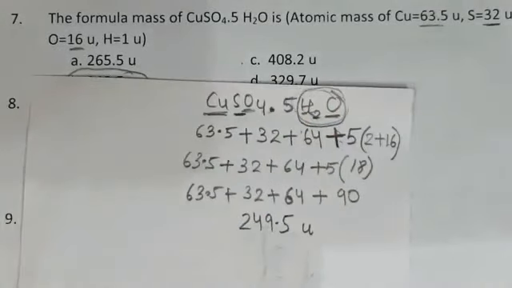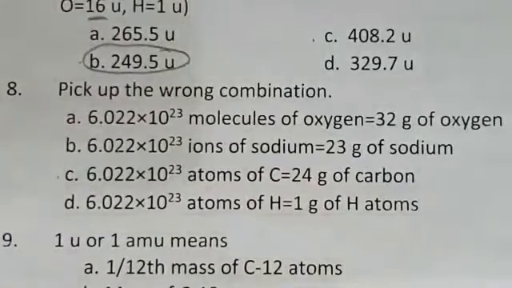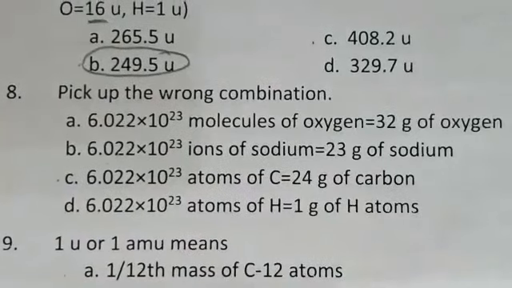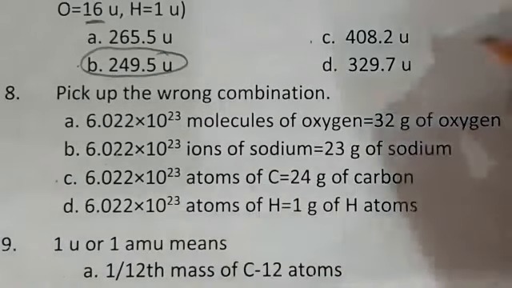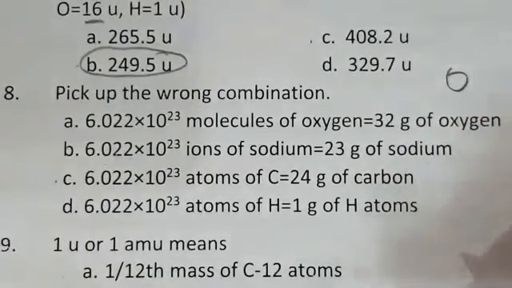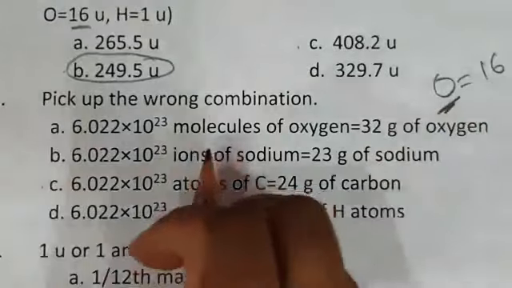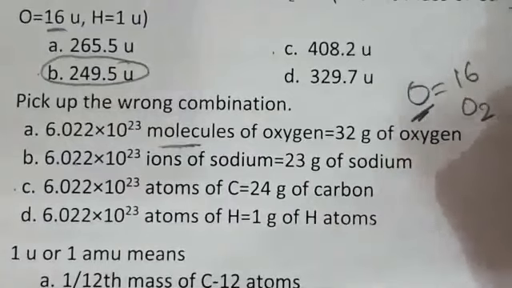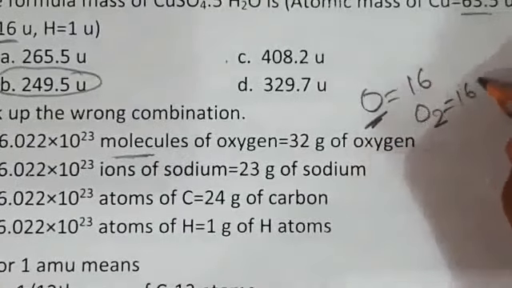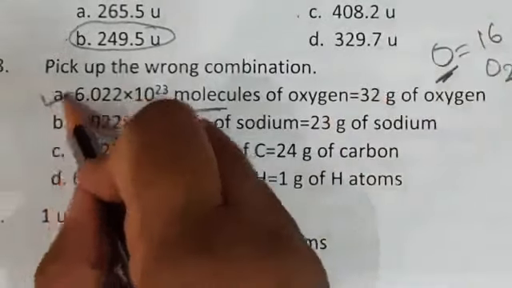Okay, coming to question number 8. Pick up the wrong combination. First, 6.022 into 10 to the power 23 molecules of oxygen is equal to 32 gram of oxygen. For oxygen, what is the atomic mass? It is 16. It is an oxygen atom. In the question, it is a molecule, and oxygen exists in the form of O2. So it will be 16 2s are 32. So it is given 32. So this statement is correct.